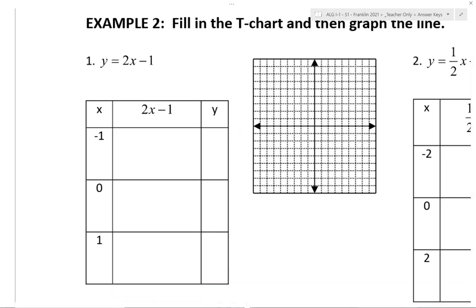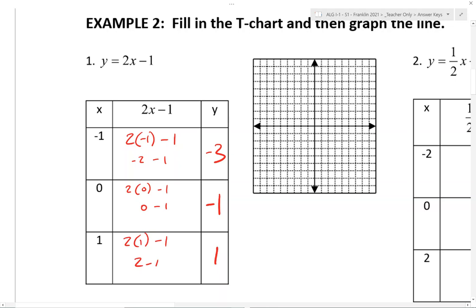So what we're going to do is plug these numbers in for x here. We'll evaluate and get our numbers for y, get our output for each input. So for negative 1, we're going to do 2 times negative 1 minus 1. That's negative 2 minus 1, which is negative 3. For 0, that's 2 times 0 minus 1, or 0 minus 1, which is negative 1. And for 1, that's 2 times 1 minus 1, which is 2 minus 1, which equals 1.